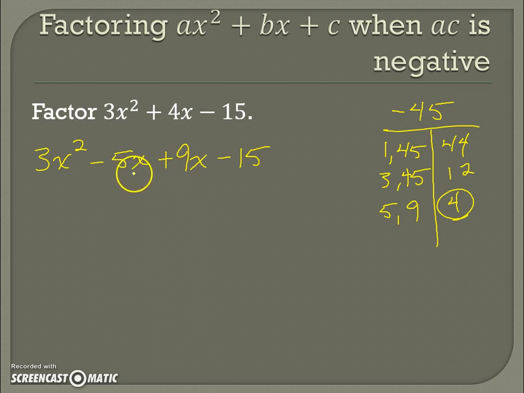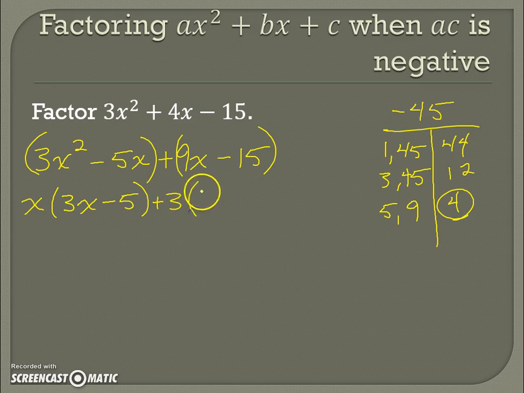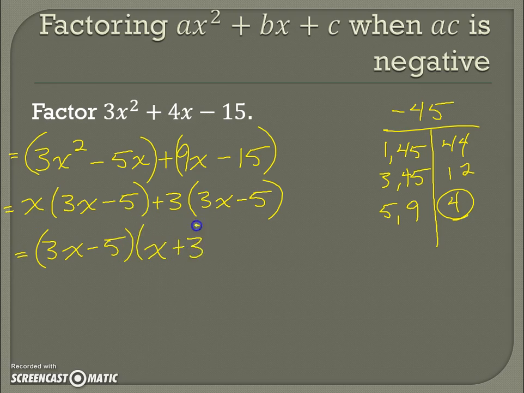Now, first of all, notice that negative 5x plus 9x is 4x. That must happen. From this point forward, I'm doing the same thing that I've been doing. The greatest common factor here is x, so I'm left with 3x minus 5. And then the greatest common factor here is 3, so I'm left with 3x minus 5. And then I just factor these things out. So I get 3x minus 5 for the first part, and then x plus 3 for the second part. And that's the answer right there.